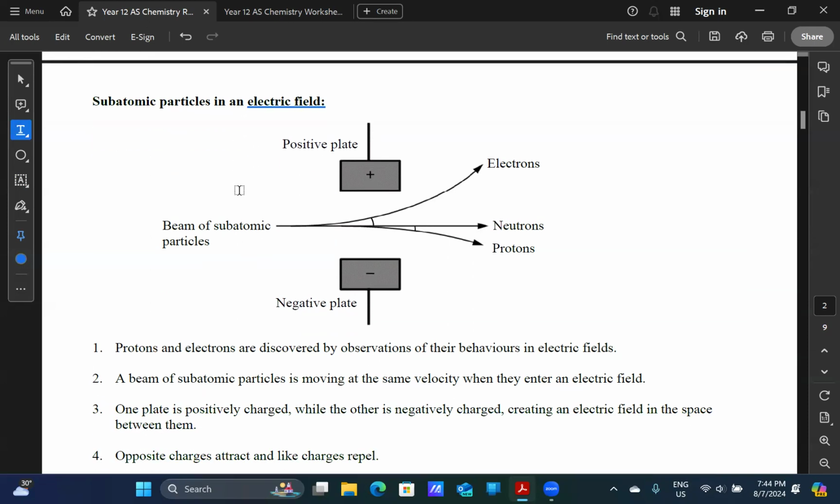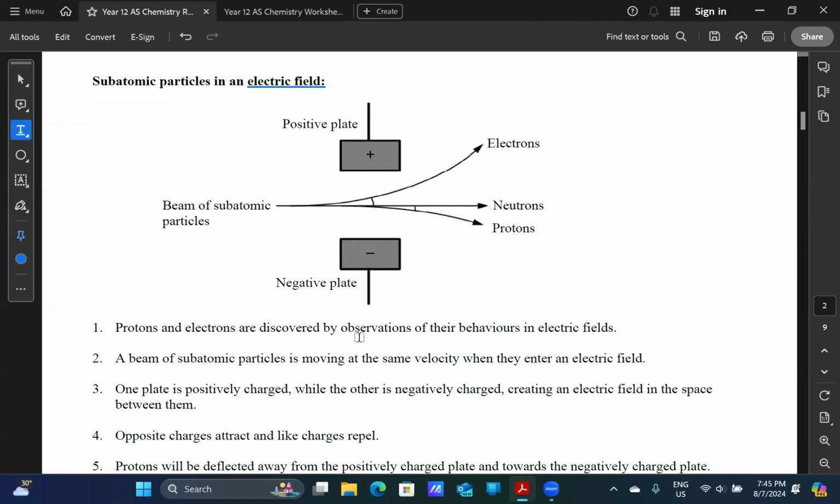I want to highlight here that the questions regarding the electric field are actually quite simple. They appear in either your paper 1 or paper 2. If this question appears in your paper 2, you will be asked to draw the pathway taken by one of the subatomic particles as it passes through the electric field. Among the three subatomic particles, which particle is diffracted the most?